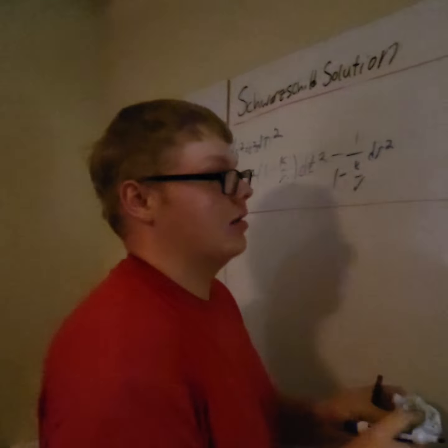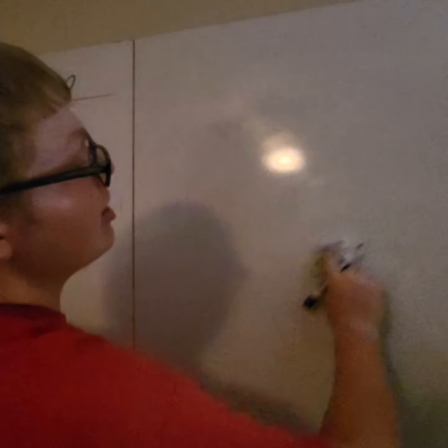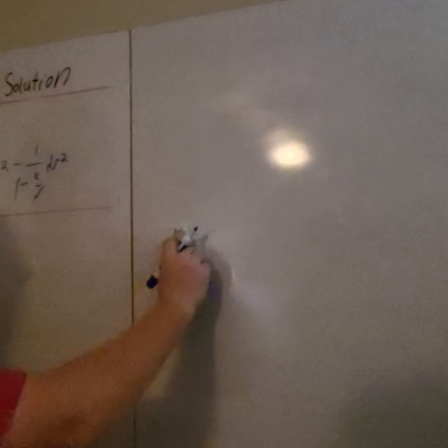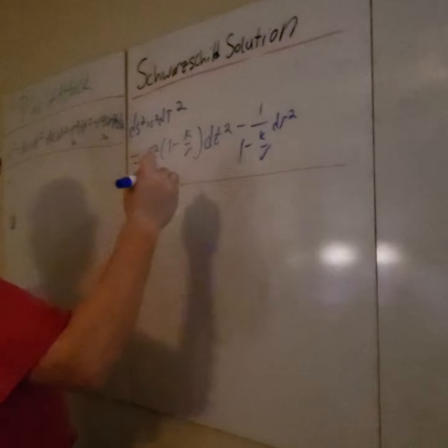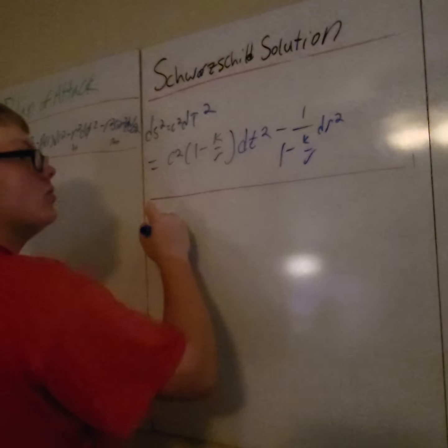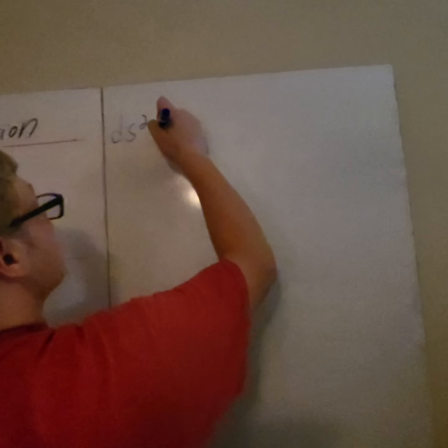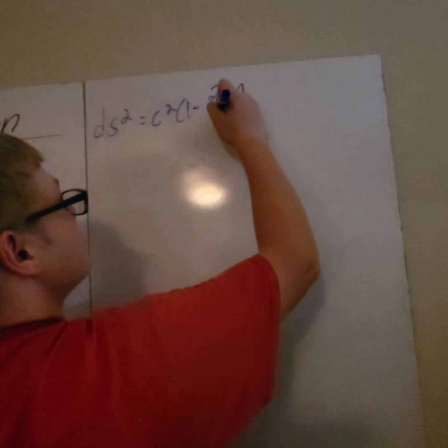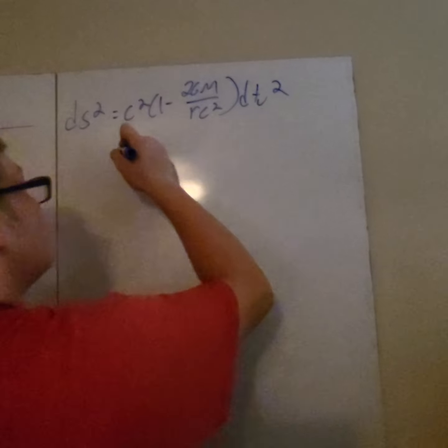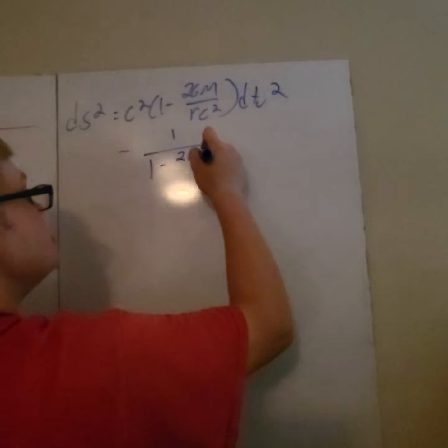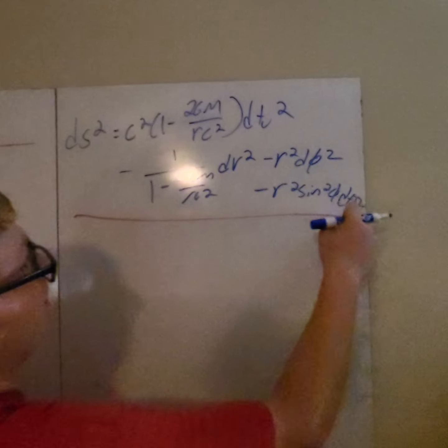So that means that our Schwarzschild metric, describing the space-time geometry outside of a spherically symmetric point source, assuming it's static and non-time dependent, is ds squared equals c squared times 1 minus 2GM over rc squared, the Schwarzschild radius, that's what that's called, dt squared, minus 1 over 1 minus 2GM over rc squared, dr squared, minus r squared d phi squared, minus r squared sine squared d theta squared. I'm exhausted. And there we go.